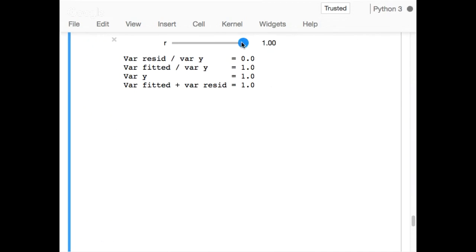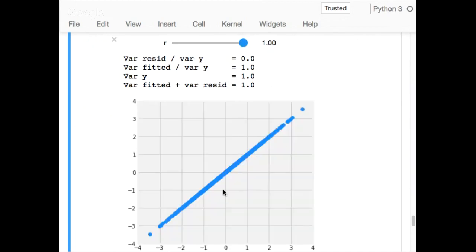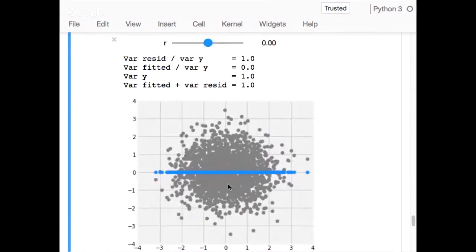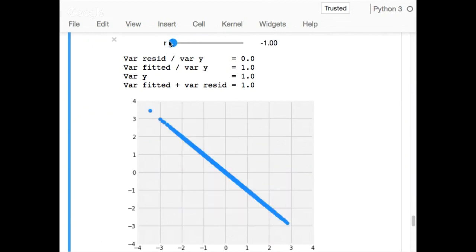I'm going to amp it up to 1. What do we notice here? All the points are on my fitted line. There are some gray points here, you just can't see them. What does that mean? It means that my residuals have no variance. My fitted values account for all my variance. So all the variance in y is because of these blue dots, not because of the variance in my residuals. Go back down to 0. No variance in blue, so no variance in my fitted values. All my variance is from my actual points. Go down to -1, we get the same story.